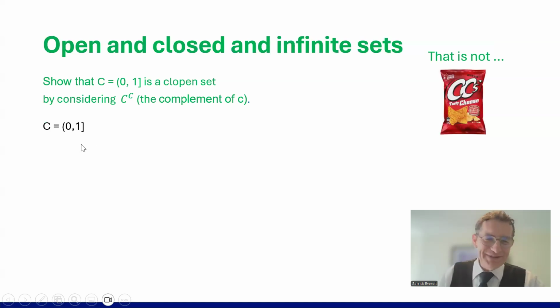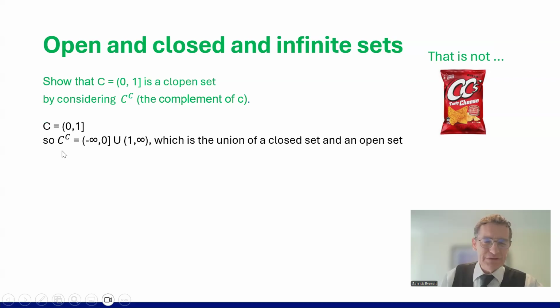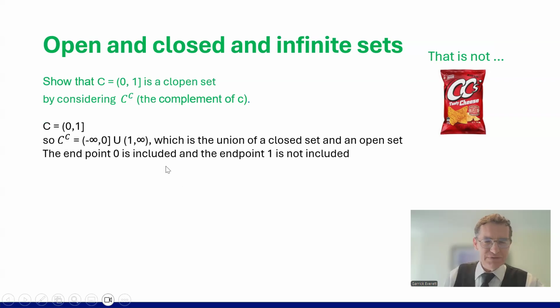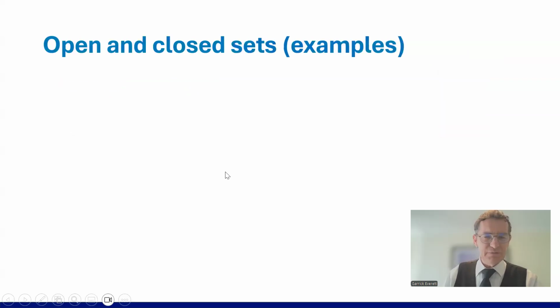Okay, so C is (0, 1]. So not including 0, include 1. So C complement is minus infinity to 0, union with 1 to infinity, which is the union of a closed set and an open set. The endpoint 0 is included, the endpoint 1 is not included. So C complement is clopen, therefore C must be clopen as well in reverse. So very straightforward logic for you to write out if it said show that something is a clopen or closed or open set. It's very straightforward to do that in terms of the complement.